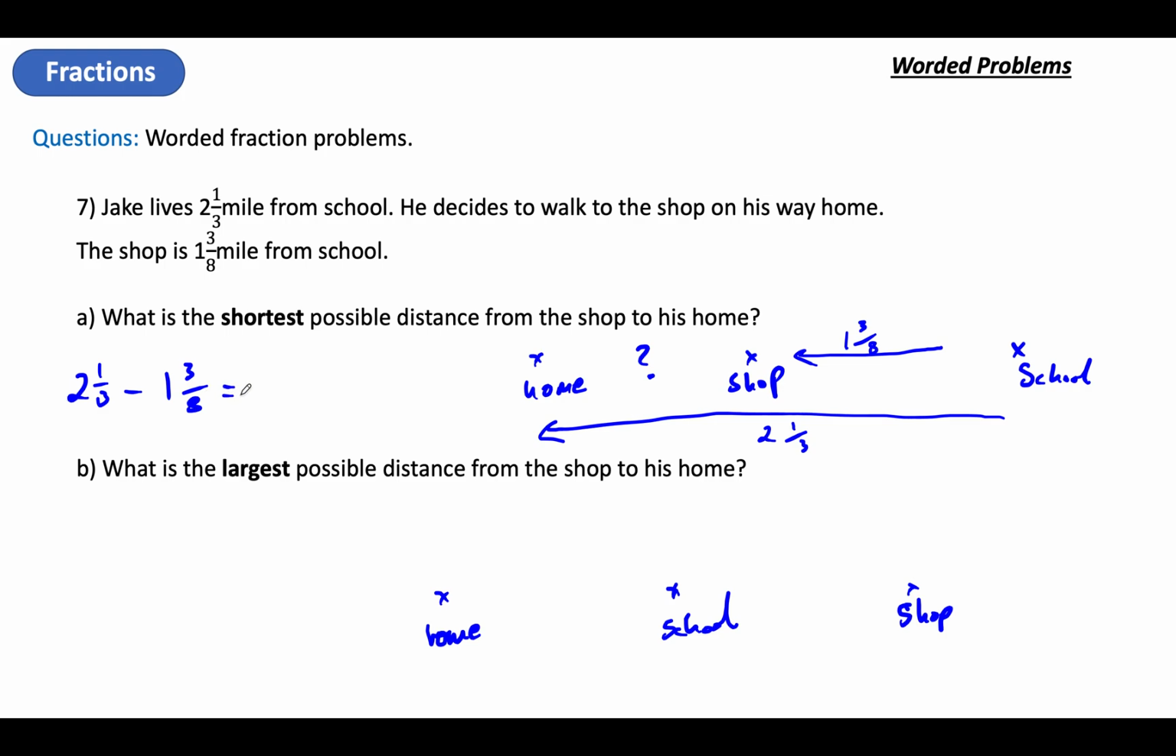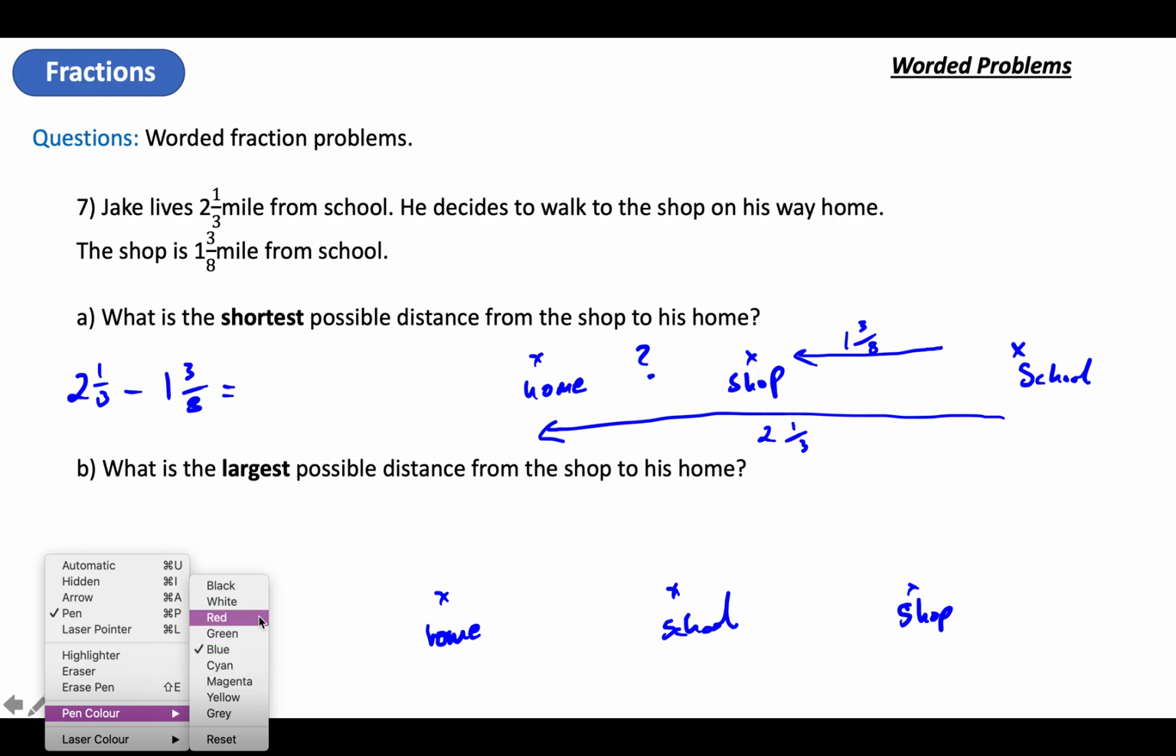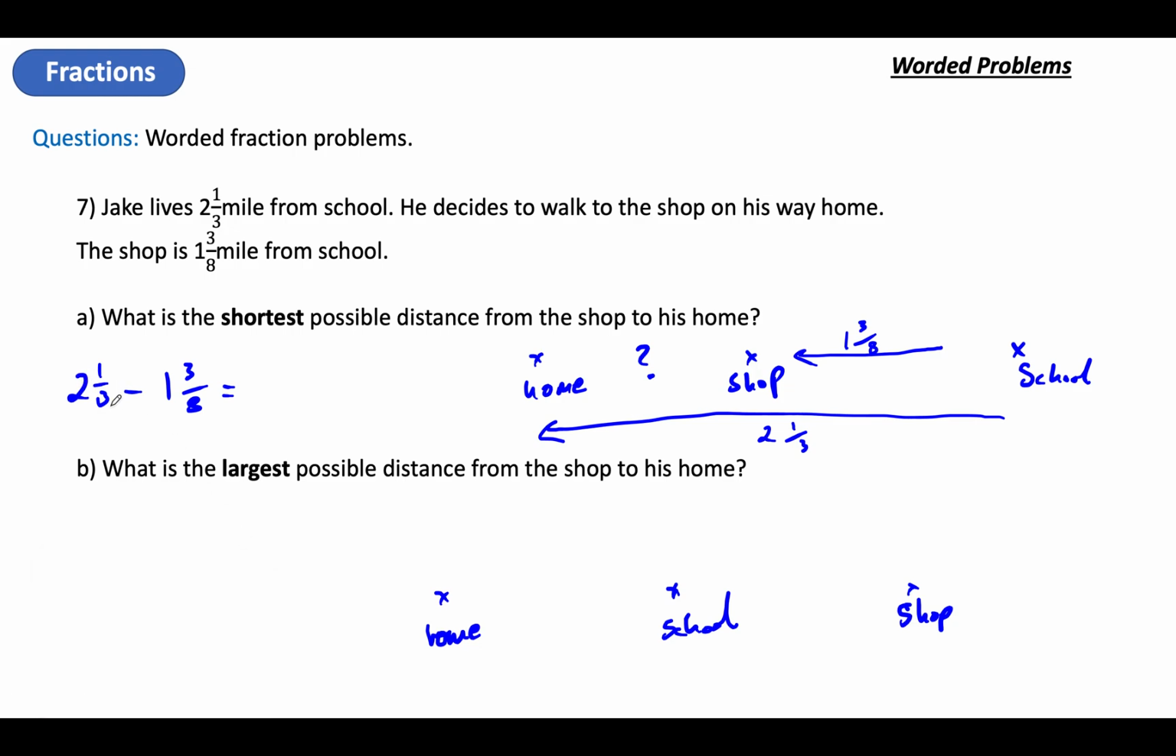3/8 equals, well, I would always change these into improper fractions first. And to do that, you multiply the bottoms and you add the tops. 2 lots of 3 is 6. Add the 1 is 7. So that is the same as 7/3. 1 times 8 is 8. Add the 3, we get 11. So that's 11/8. So it's the same as taking 7/3, taking away 11/8, which I'm going to do up here because there's more space.